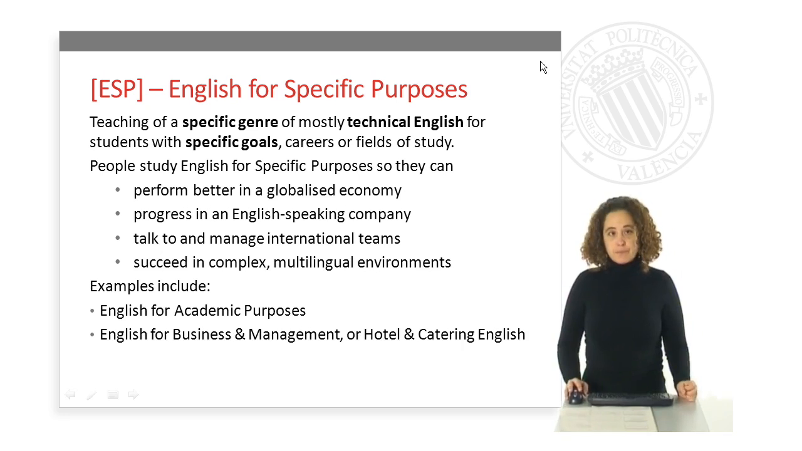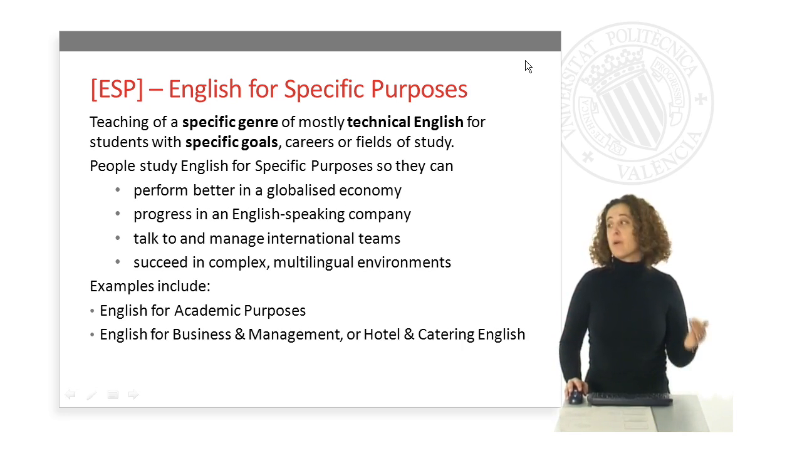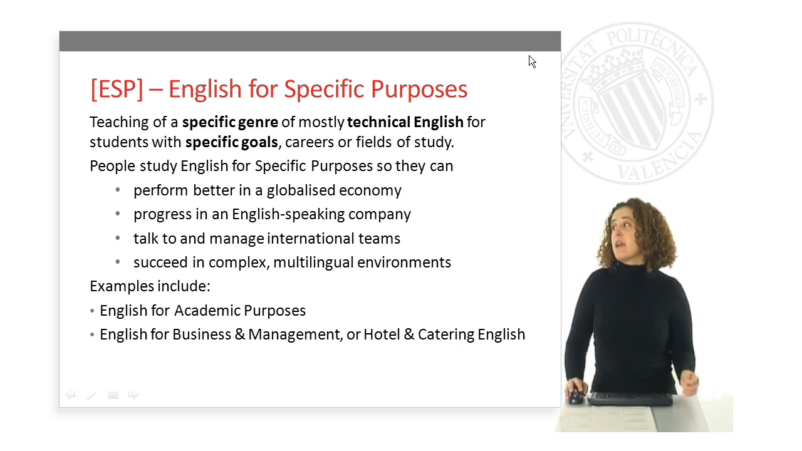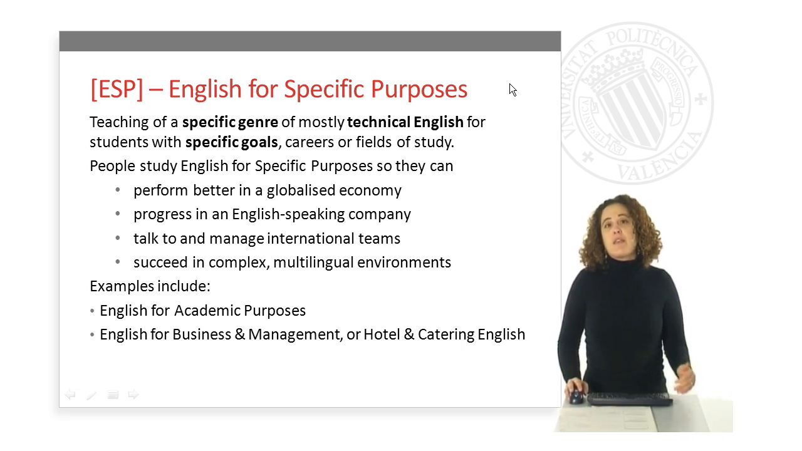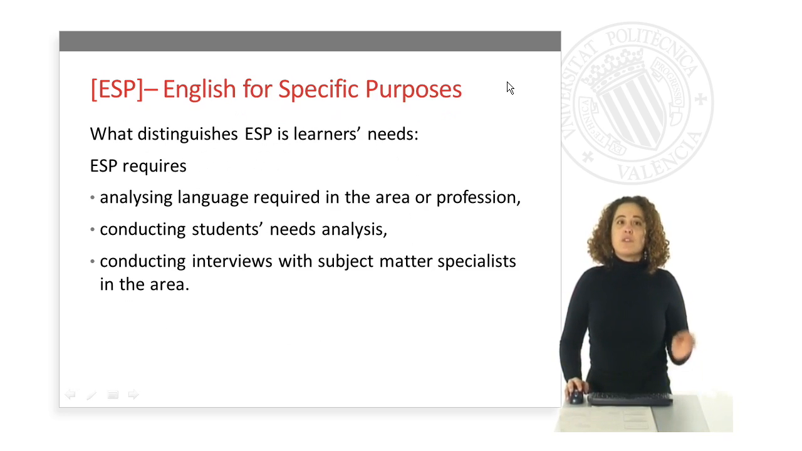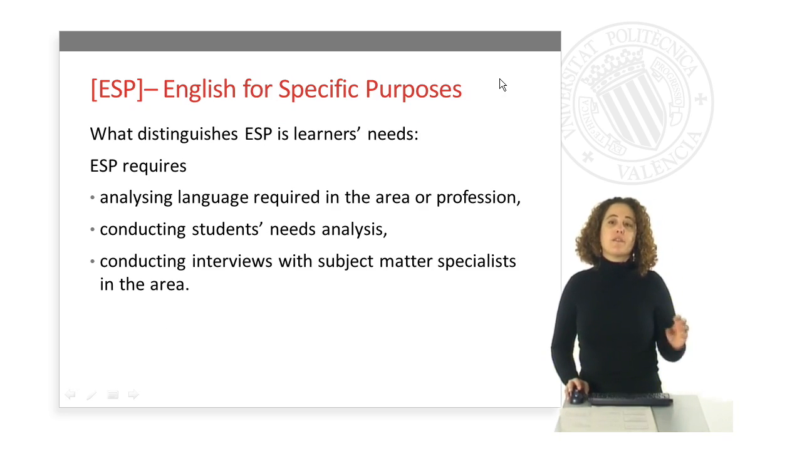multilingual environments. Some examples of English for specific purposes are English for academic purposes, or, as you can see here, English for the hotel and catering industries, for example. These English courses include the vocabulary and terminology that students need to be using in specific contexts.